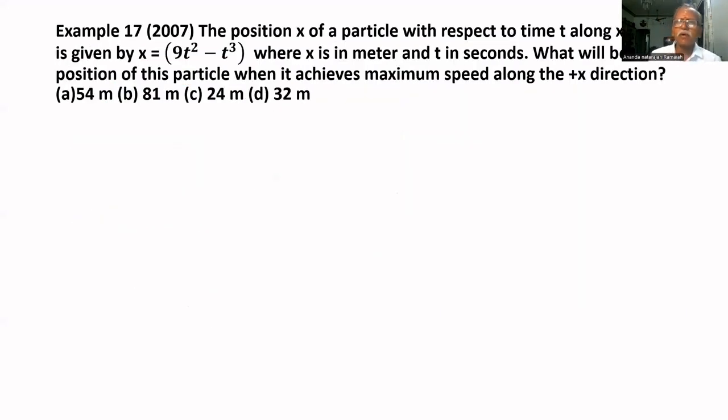The position x of a particle with respect to time t along the x-axis is given. So you can ignore all these lines. x equal to something is given. x equal to 9t square minus t cube is given, where x is in meters and t in seconds. What will be the position of this particle when it achieves maximum speed?